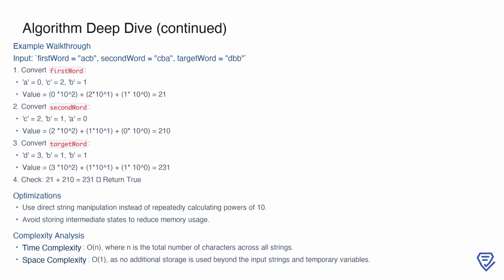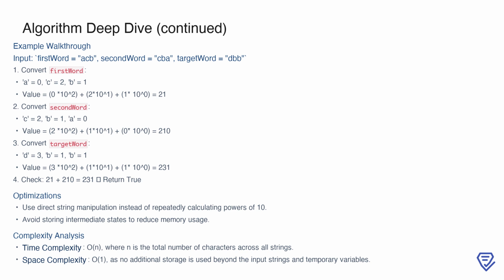Suppose we have first word equals ACB, second word equals CBA, and target word equals DBB. First, we convert first word. The mapping gives A equals 0, C equals 2, and B equals 1. Using place value calculations, the numerical value is 0*10 squared plus 2*10 to the power of 1 plus 1*10 to the power of 0, which equals 21.